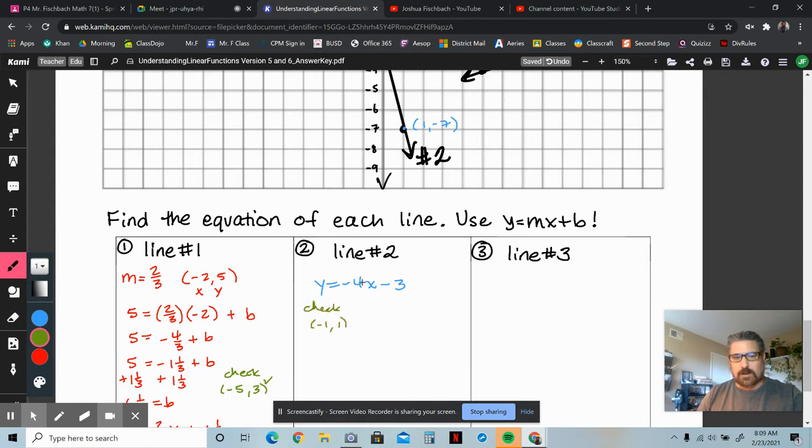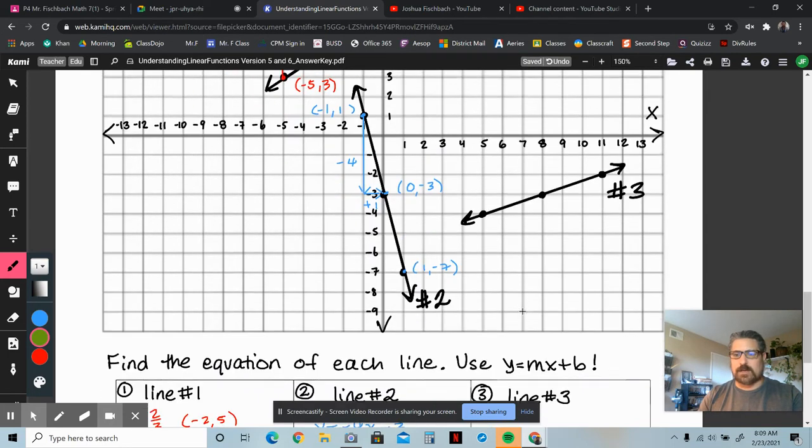Negative 4 times negative 1 is positive 4. Positive 4 minus 3 is positive 1. Yep, it works. So we have the correct equation of the line. I feel very good about that one. All right, that was easy. Let's do line number 3.